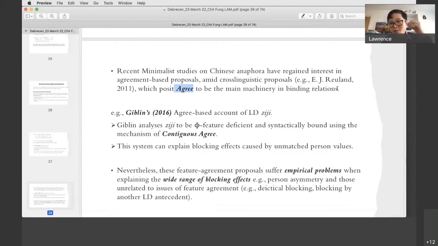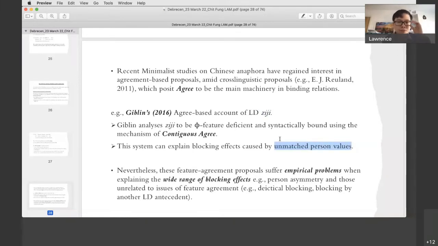For example, like Woolen's proposal, those proposals seem to have regained interest, in this kind of agreement-based proposals, even in recent years. One case in point is Giblin's agree-based account of long-distance Jitsi, and how feature checking through the mechanism of continuous agree can make sure there is some consistency in the phi feature. When there is a mismatch of person values, then the blocking effect happens.